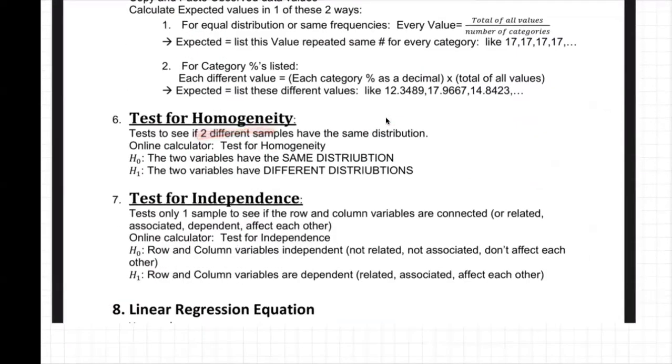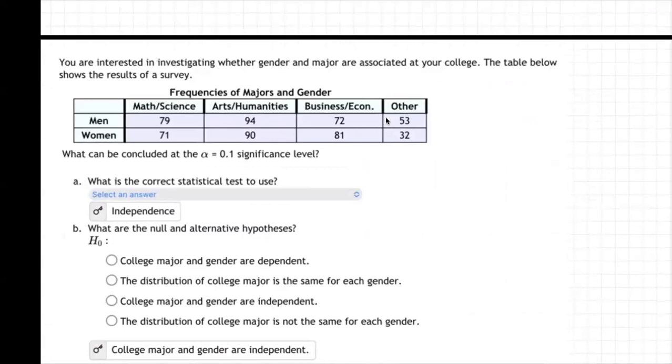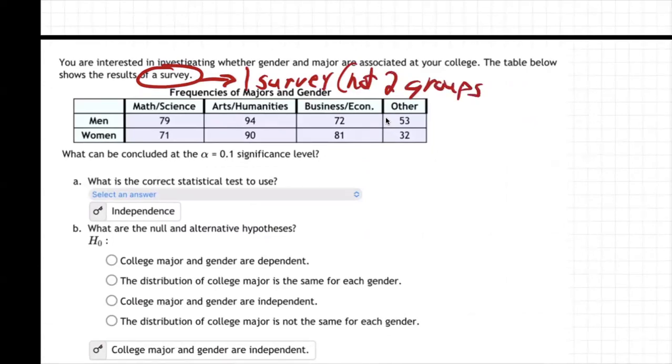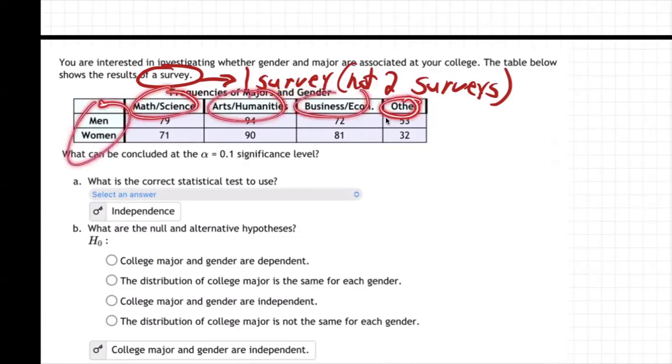But you might think, yeah, it looks like homogeneity though. Two different samples, right? Or is it one sample? How do we know? Well, look close. It says this is one survey, not two surveys, not two groups, not two samples. It says a survey, which means one survey. So they just went out and asked people, "Hey, what major are you?" And then they just recorded their gender, male or female.